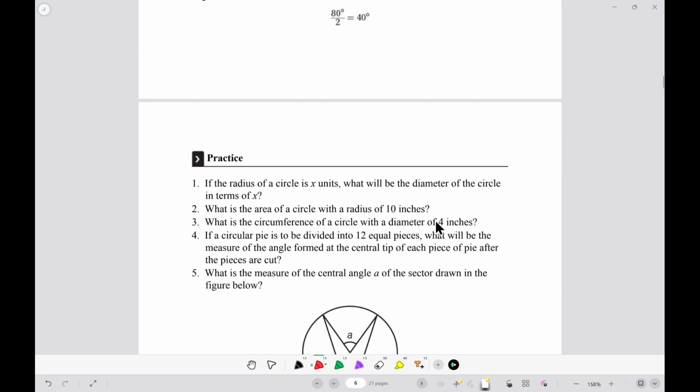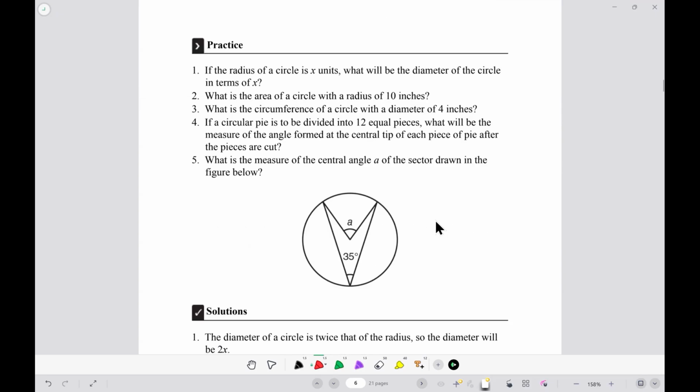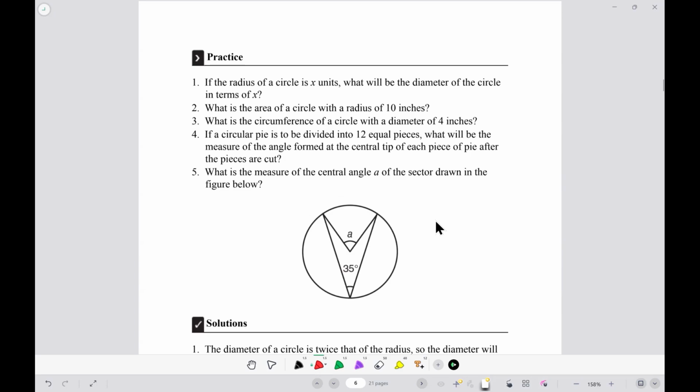Anyway, we have some practice problems. Let's look at the practice problems. Problem number 1: if the radius of a circle is x units, what will be the diameter of the circle in terms of x? The diameter will be 2x, twice x, right? Yes, twice x.